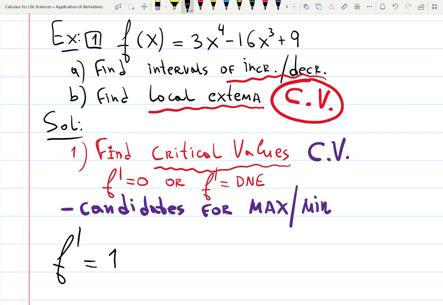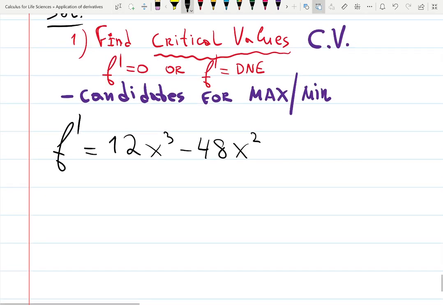4 goes down, 12x cubed minus 6 goes down. What is that? 13 times 6. 48x. No? 16 times 3? Yeah, 48. Plus 13 times 6. Sorry. Plus 9. 9 gives you 0. Put this in the box. We will need it. If you missed the class last time, you don't know why.